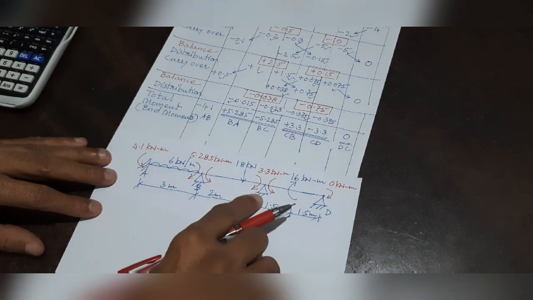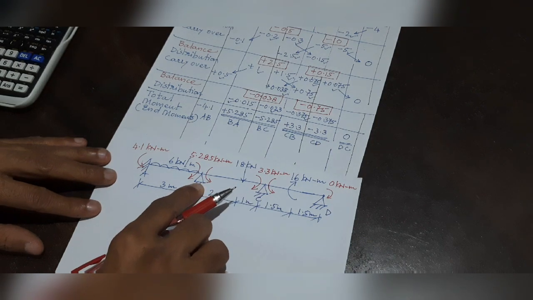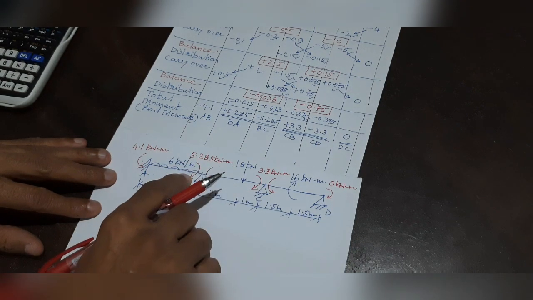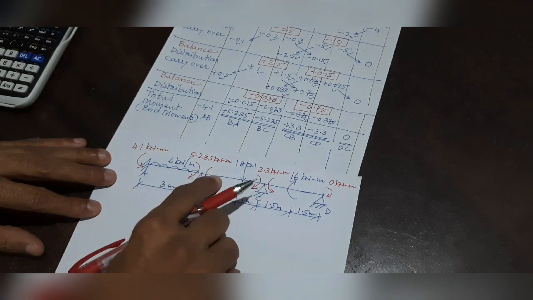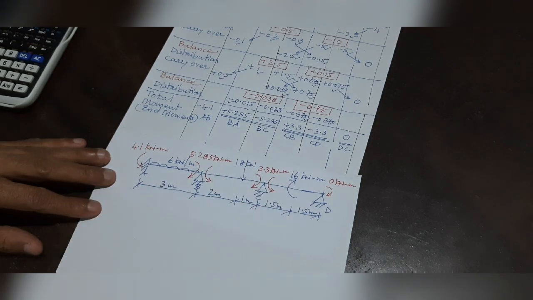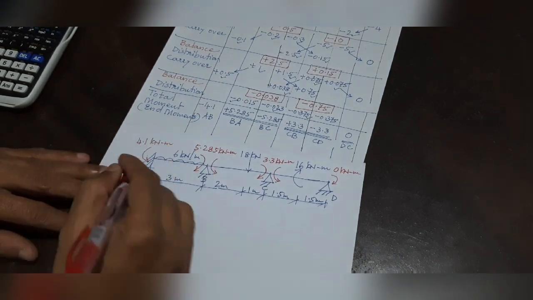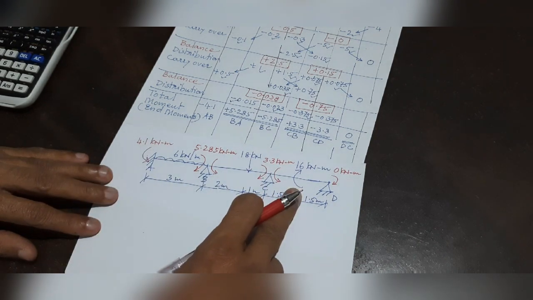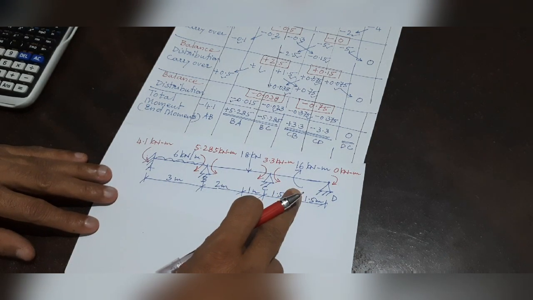At B and C, the total sum of moments will be equal to 0, but the portion in BA will exist and the portion in BC will exist. They will be equal and opposite. So that is what we have achieved. Now my friends, this is the representation of end moments, that is step 4. Representation of end moments on the given structure.